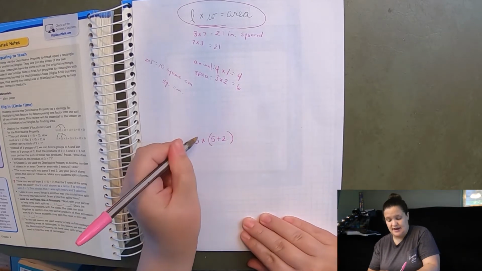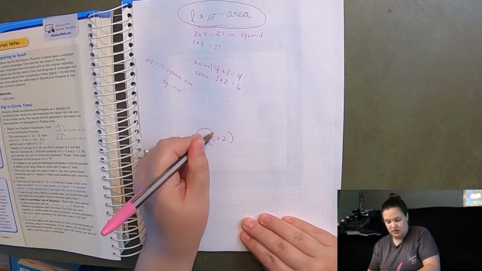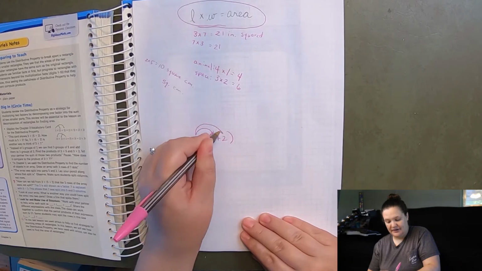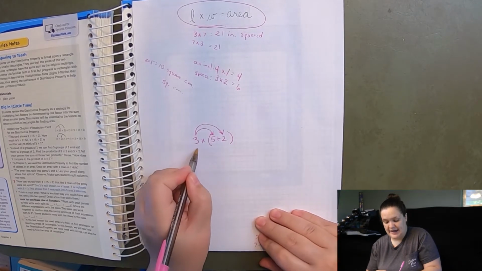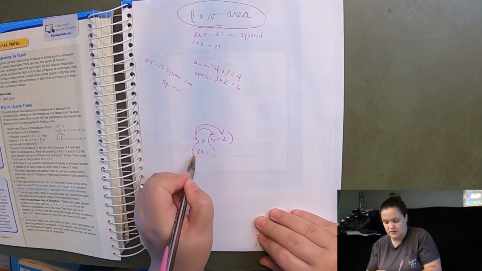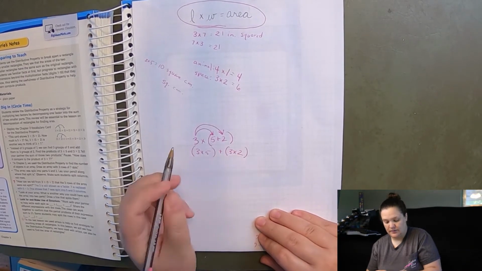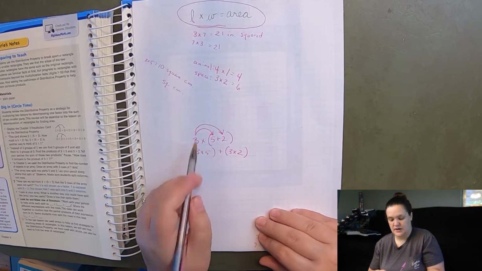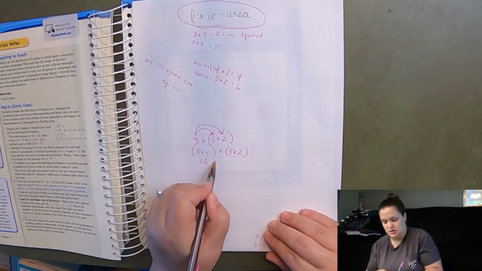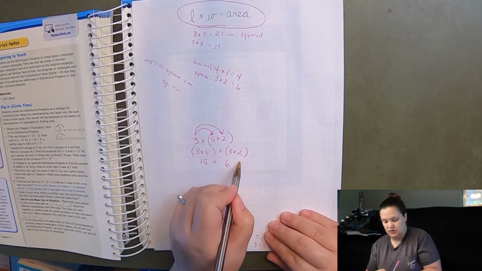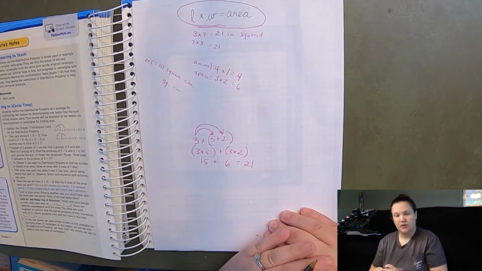Distributive property says I multiply this 3 by both of these numbers. So I have 3 times 5 plus 3 times 2. Okay, so 3 times 5 is 15 plus 3 times 2 is 6, which equals 21.